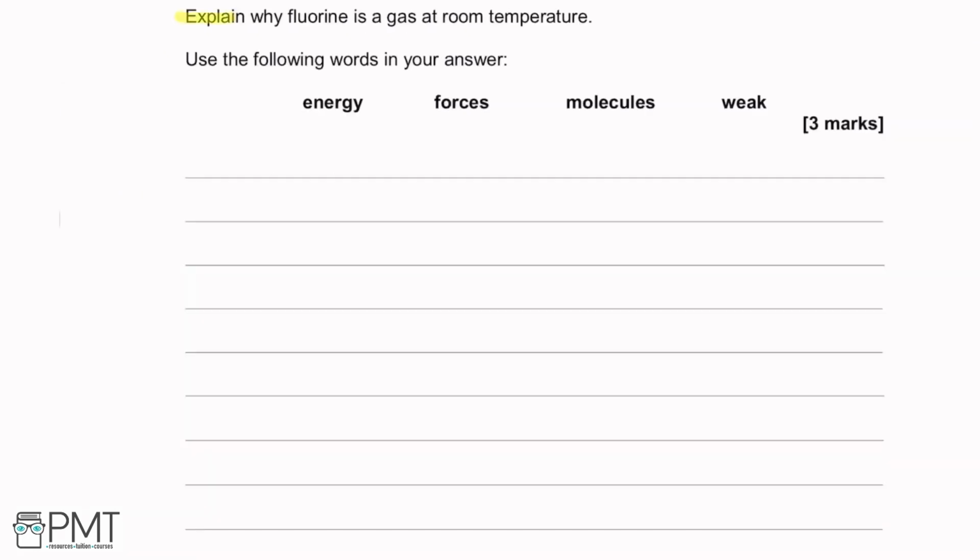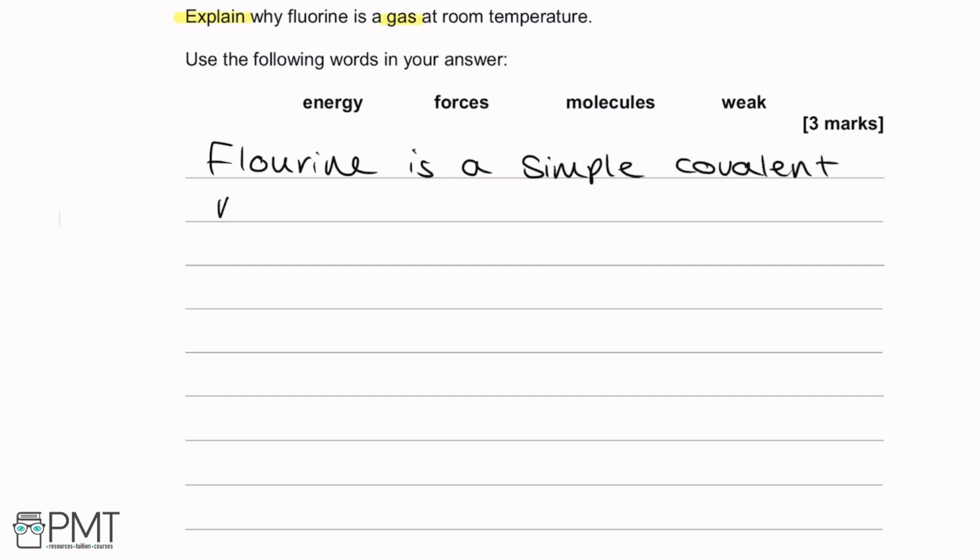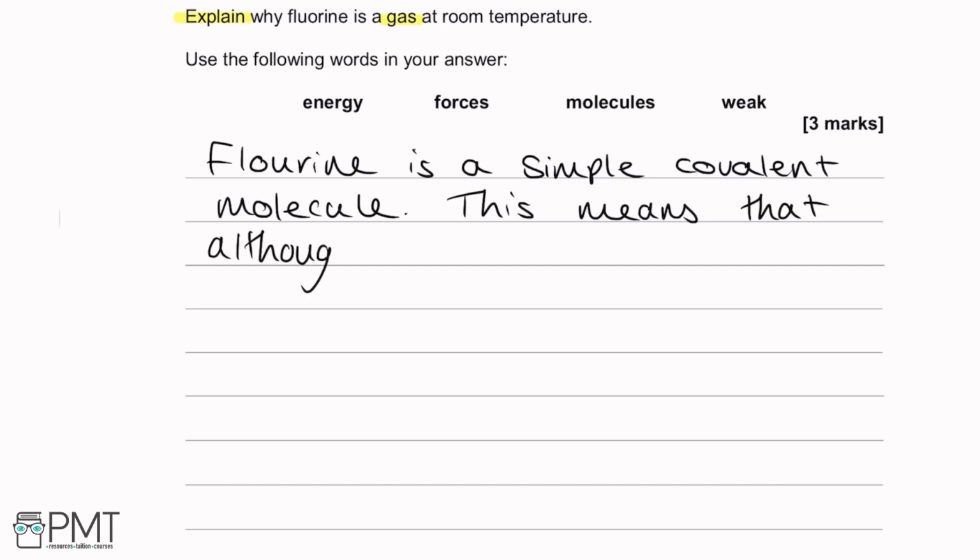This question asks us to explain, okay, so use scientific reasoning to explain why fluorine is a gas at room temperature. And we need to use the words energy, forces, molecules, and weak in our answer. So let's think about fluorine. What type of structure is fluorine? Well, fluorine is a simple covalent molecule, right? It's made up of covalent bonds. Now, these covalent bonds are actually really, really strong. They're very hard to break.